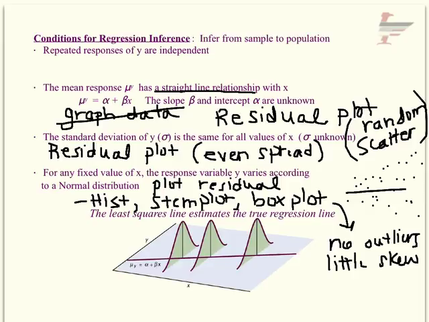Then you know that any fixed value of X will vary normally. So to recap, the first one, just make sure your observations are independent, and again, we assume that unless we have reason to believe it's not. Then you look at the residual plot for a random scatter. That tells you that you have a straight line relationship. Check the residual plot for even spread, which this is not showing, so that your standard deviation is the same. And then plot all of your residuals, either with a histogram or stem plot, to look for normality.